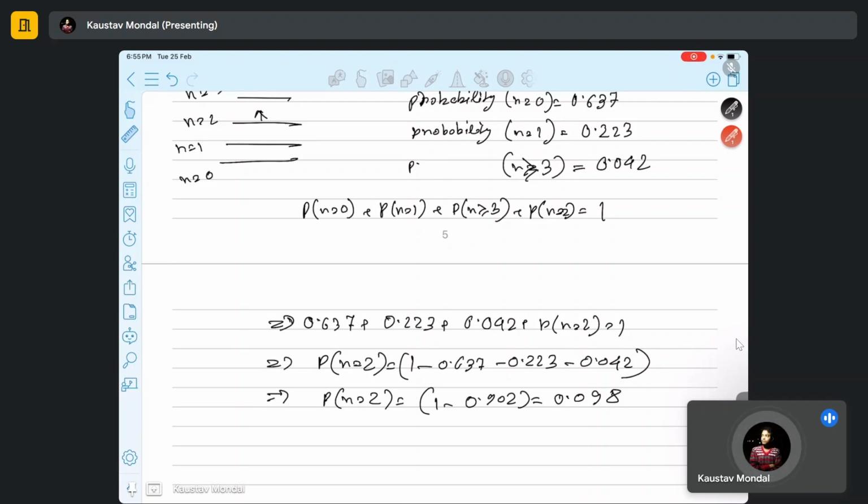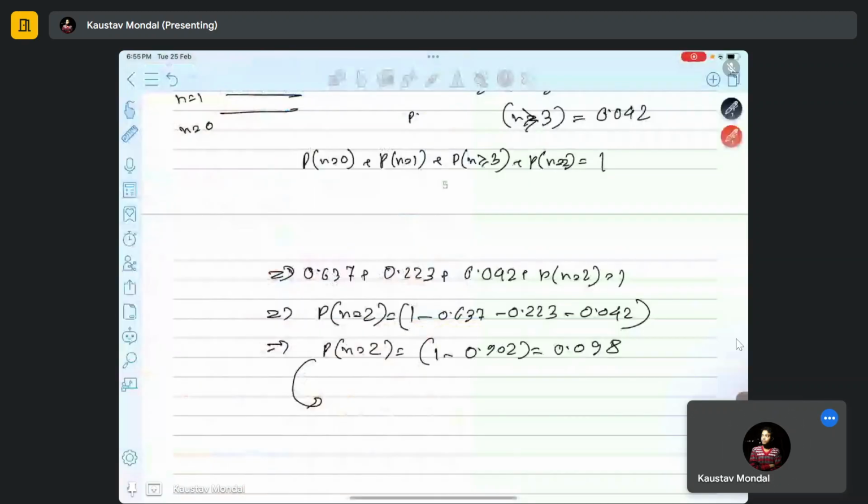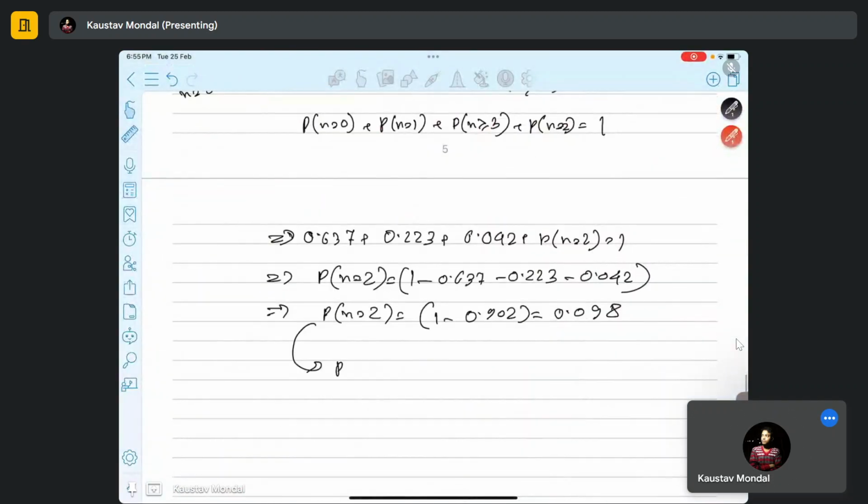So this simply gives you the probability of the oscillator being in the n equal to 2 level, which is 0.098. Okay.